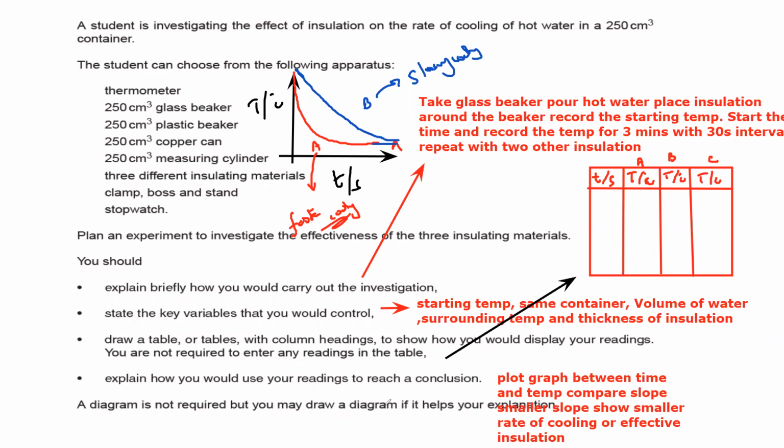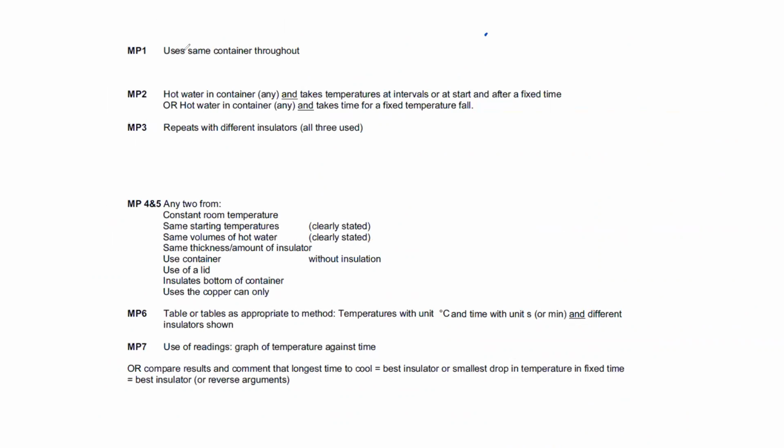Okay. Then the marking scheme points. What are the marking scheme points? Like how you score the marks, the distribution of the marks. 1 mark, as I mentioned in the beginning, you should use the same container throughout. If you use the same container throughout, you will score 1 mark. Then the procedure, the second mark, when you mention pour hot water in a container, you take the temperature at time intervals and start, and after a fixed time. Then repeat the experiment with different insulation. That is the 3rd mark.